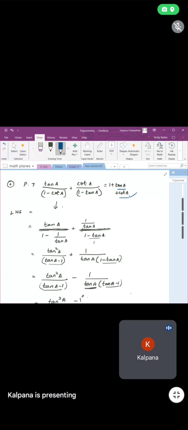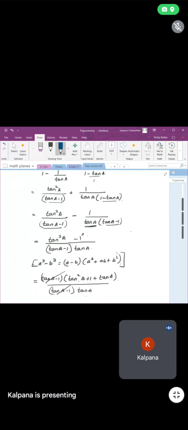Okay, so tan A by 1 minus tan A, only the cot place we have converted. Then what we have done, we have just simplified it. After that, taking LCM. Now before taking LCM, we have seen here it is tan A minus 1 and 1 minus tan A.